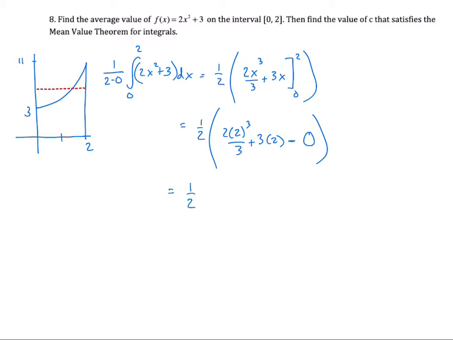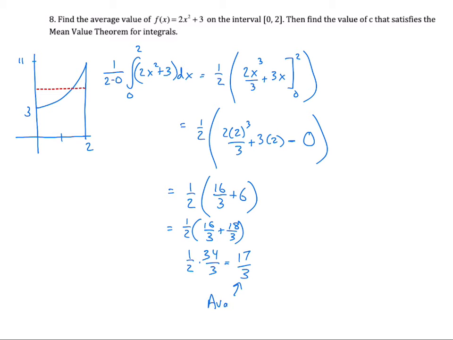So we have 1/2 times, let's see, 2 times 8 is 16/3 plus 6. So we have 1/2 times, well, 16/3 plus 18/3. 16 and 18 would give us 34/3. And then we want half of that. And so we'd have 17/3. And that right there is going to be our average value. So 17/3, a little bit above 5. And so that should be right there.